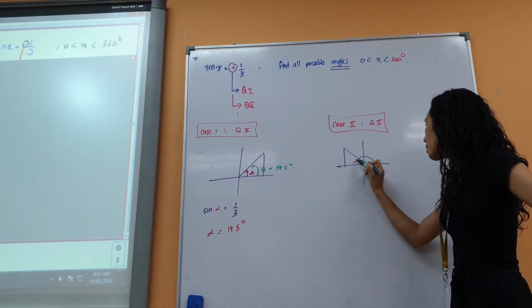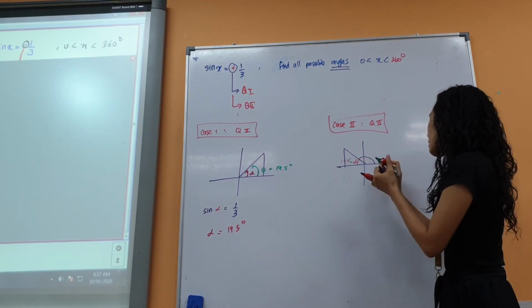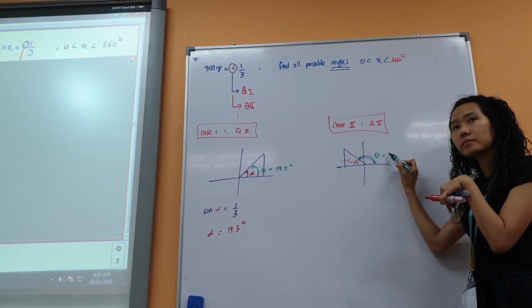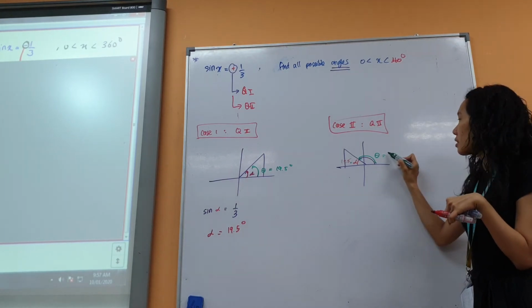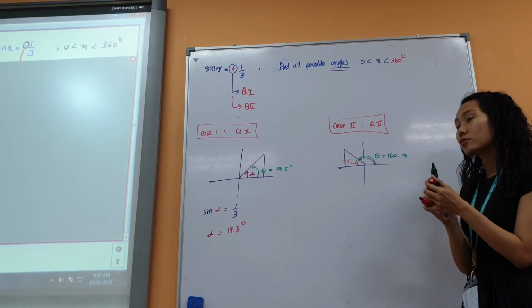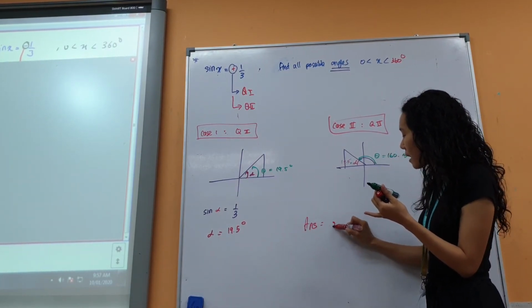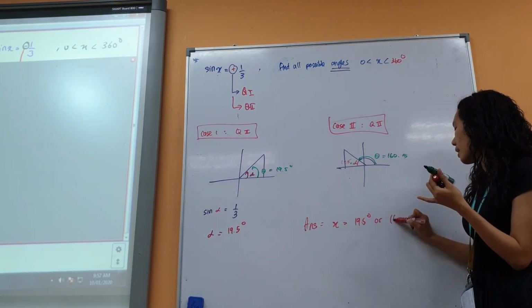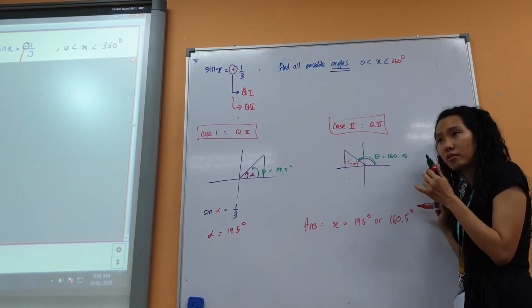What about here though? If my alpha here is 19.5, tell me what is the actual angle here? 160.5. 180 minus 19.5, which is 160.5. So these are the 2 answers that they want. So the answer is x must be 19.5 degrees or 160.5 degrees. Are you okay? So far okay?